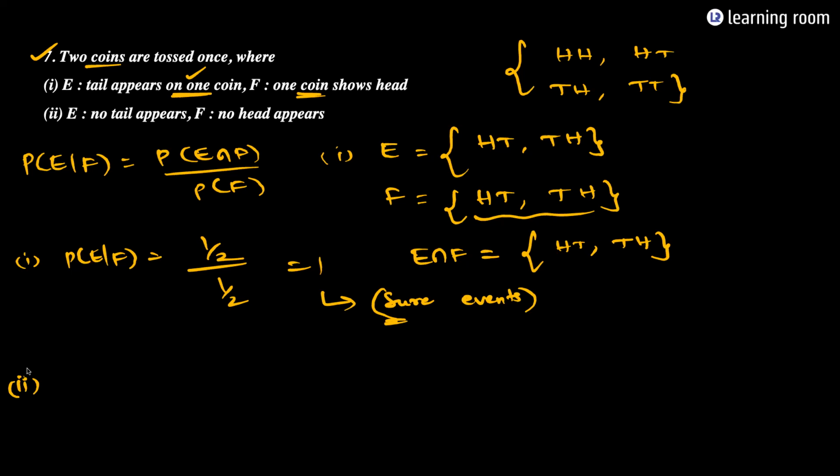Yes, sir. Second, no tail appears. So what will E be? No tail appears means only head head. What will F be? No head appears means it is only tail tail.